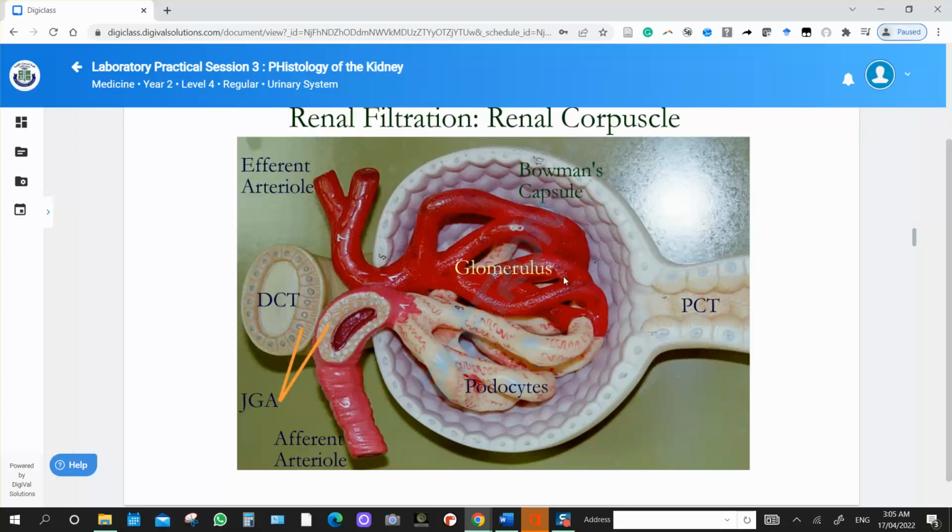And you can see that there are a lot of capillaries over here, a tuft of capillaries, and very closely related to it are the podocytes, which are the visceral layer of the Bowman's capsule. And the parietal layer is lined by simple squamous epithelium. Here you can see the beginning of the PCT. This is called the urinary pole.